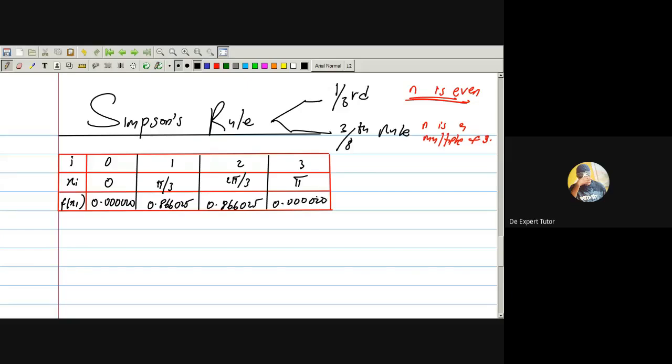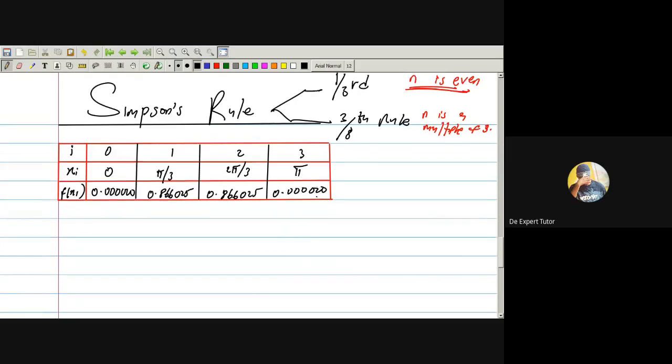Okay, this is what we have. Now pay attention to something. I want to first use the one-third rule.